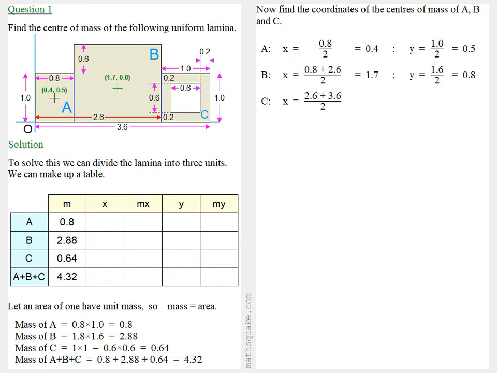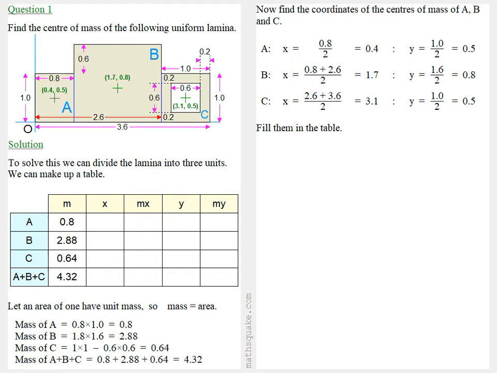For C, the centre of mass is the same as the centre of the square. So the x-coordinate is halfway across between 2.6 and 3.6, which is the average of 2.6 and 3.6, which works out to be 3.1. And the y-coordinate is halfway up the square, which is a half of 1, or 0.5.